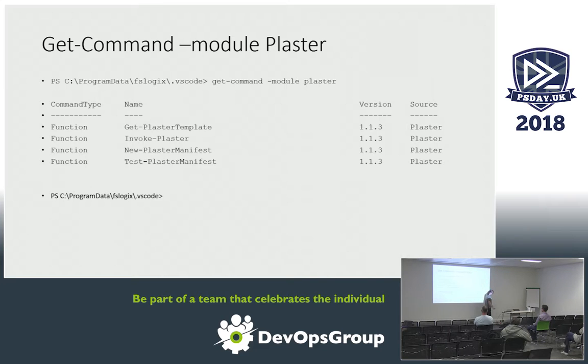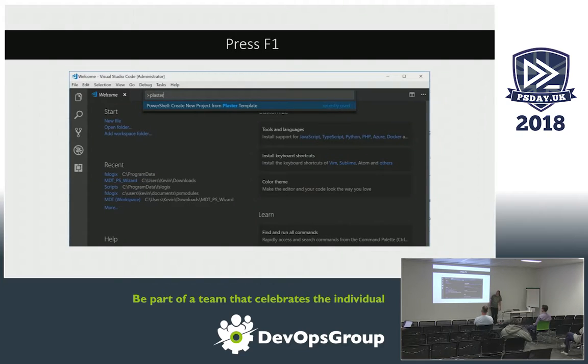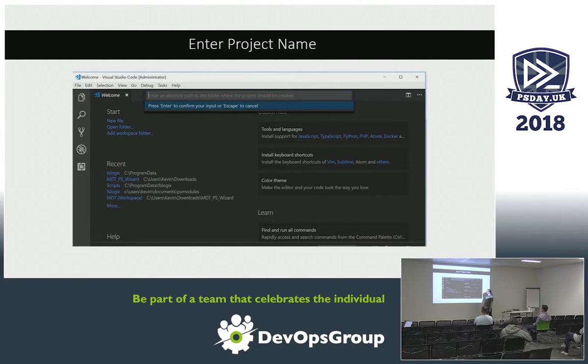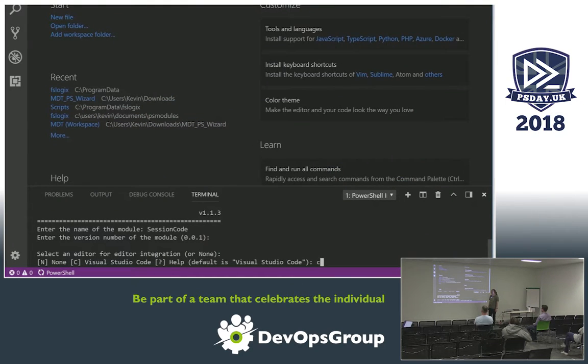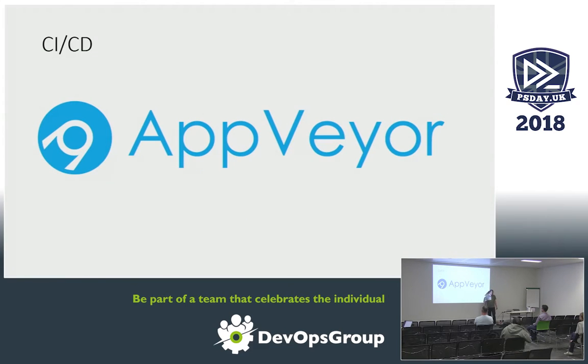Those are the commands. I'm not going to go into those for Plaster. It integrates with VS Code. It'll ask you for a path, and then a name of the module, version number, and it will create all the structure for you.